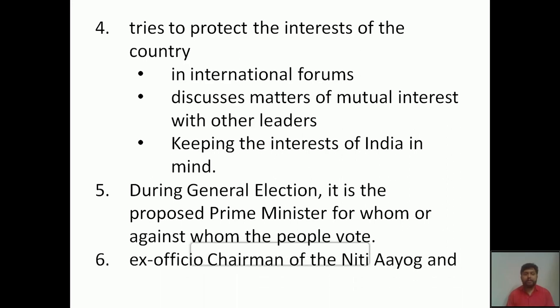And sixth one, he is an ex officio chairman of the Niti Aayog and the Atomic Energy Commission. So these are the different points which speak about the prime minister as the leader of the nation.